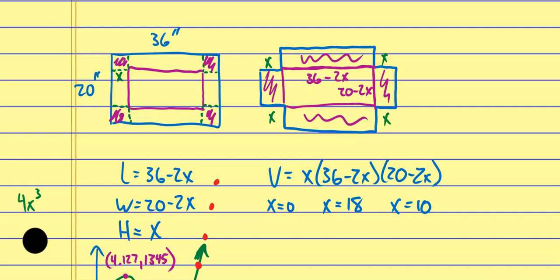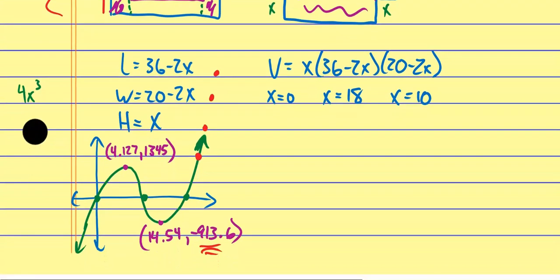So the cut that I make has to be bigger than 0, but it also has to be smaller than 10. And here's why. When I look at the smaller side of this thing right here, if I were to cut in 10 from this side and 10 from this side, what's going to happen? Well, I'm going to cut the whole tab off. I'm not even going to have anything that I can fold up to make a box. So my cut has to be smaller than 10 in order for me to be left with something on that side to fold up.